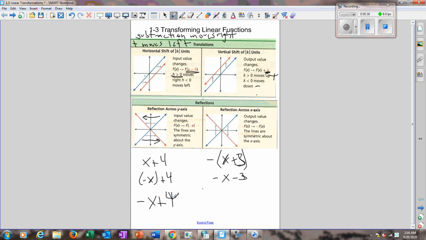So again, we'll do a lot of work with these. Just remember that anything that's happening to my x's, like even with translations and reflections, it's inside the parentheses. And if it's happening to my y's or it's a vertical thing, flipping across the x-axis vertically, up and down, it happens outside the parentheses or not just to the x.